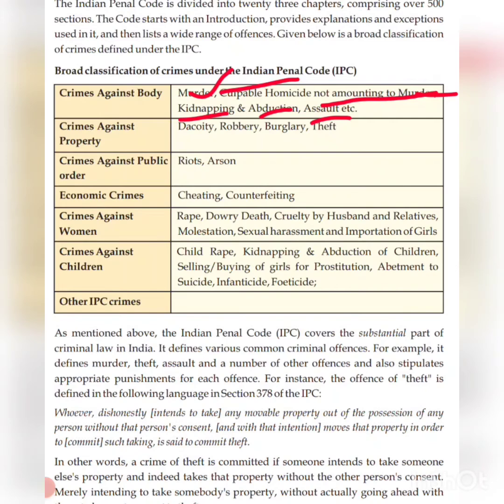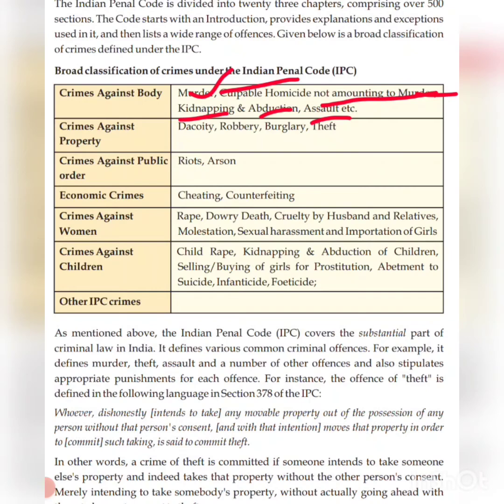Crimes against property: dacoity, robbery, burglary, theft. Crimes against public order: riots, arson, vandalism. That is obviously against the law and order of the society. Economic crimes: cheating, counterfeiting, making fake notes, fake coins, fake currency, that is also a crime. Counterfeiting, cheating, fraud, taking bribes, that is all economic crimes.